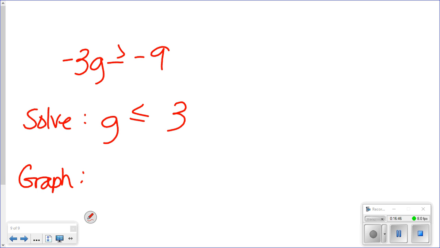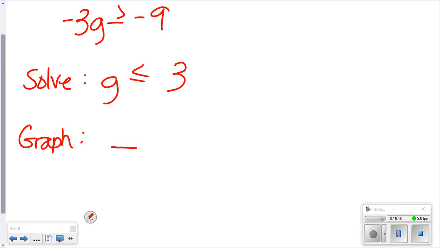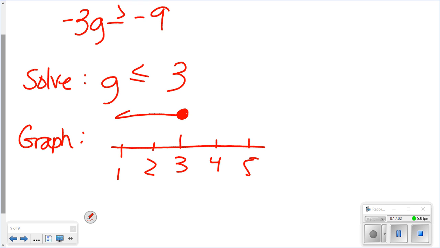If you didn't flip it, your graph's going to be wrong. So it'd be 3, 4, 5, 2, 1. You don't need to write it to the right. Just write it to the left. If g is less than, it should look like this. And you go that way.